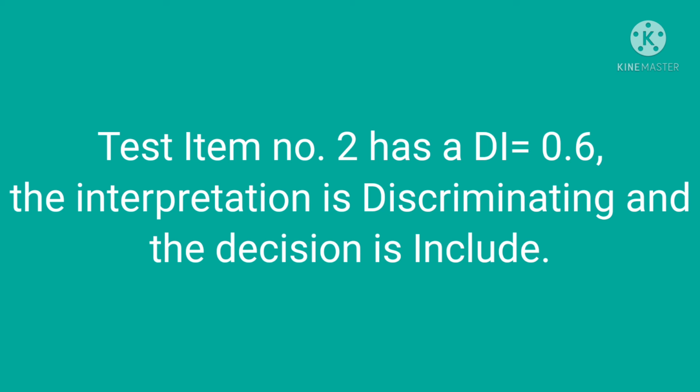Above, in the example of test item number 2, the discrimination index is equal to 0.6, and at 0.6, the interpretation is discriminating and the decision is include.